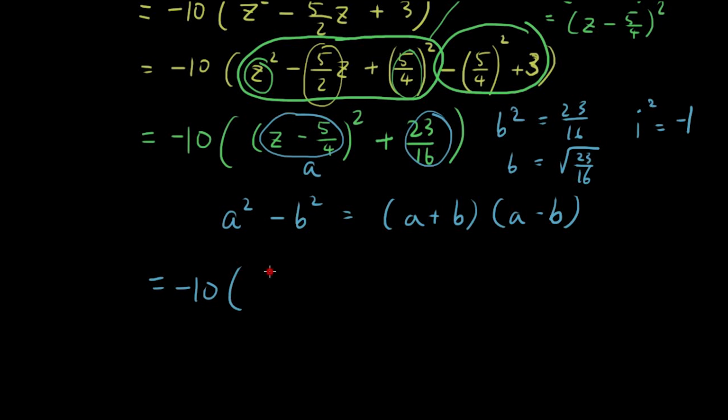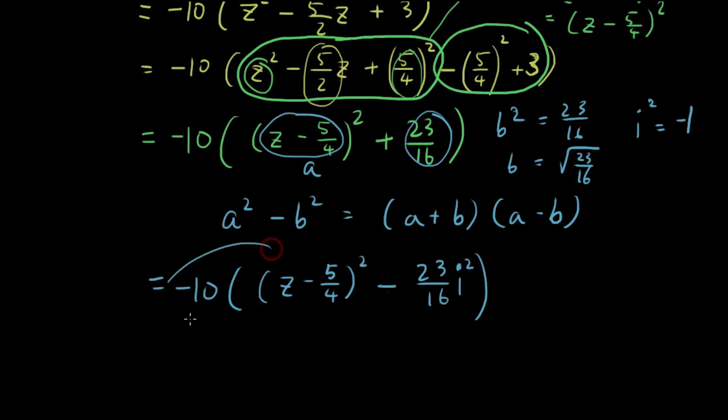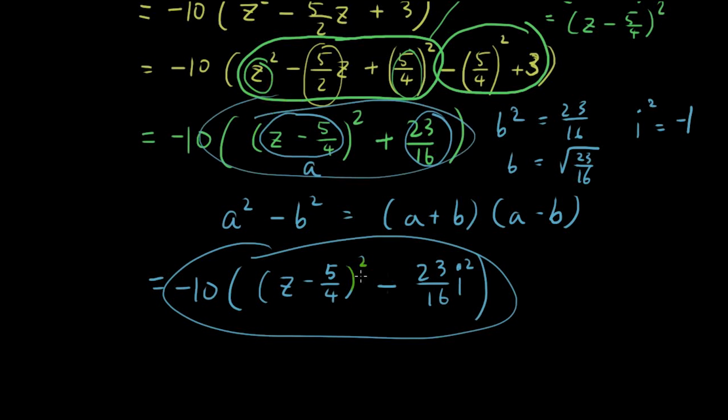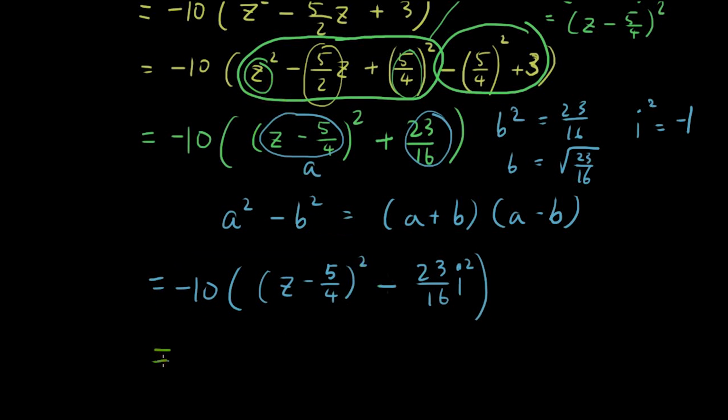Okay, so I have z minus 5 over 4 squared plus 23 over 16. Now, if I insert an I squared, that means 23 over 16 times -1. So then I can change this to a negative, and these 2 equations still equal each other, because I squared is -1. And -1 times 23 over 16 times negative is positive.